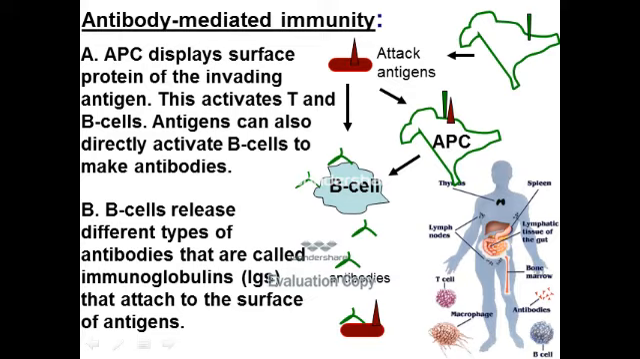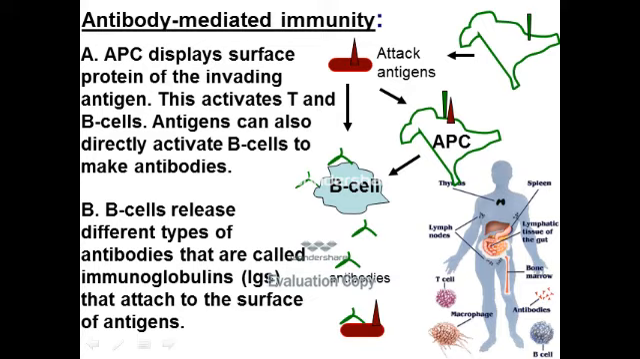And here, instead of going to a T cell, it's going to a B cell to stimulate the immune response. The B cell can also be stimulated directly by encountering the antigen. So there's two ways. Once the B cell is stimulated, it's going to begin to pump lots of immunoglobulins, IgGs. Those are antibodies that attach to the surface of antigens.